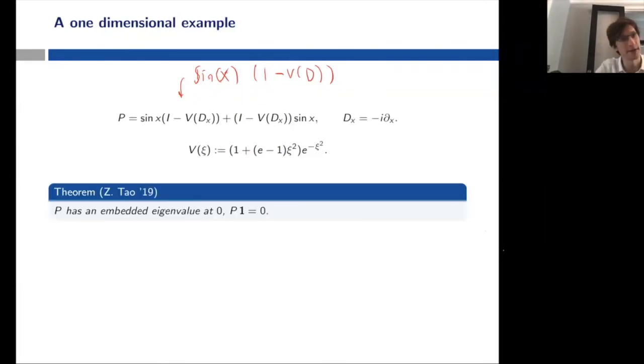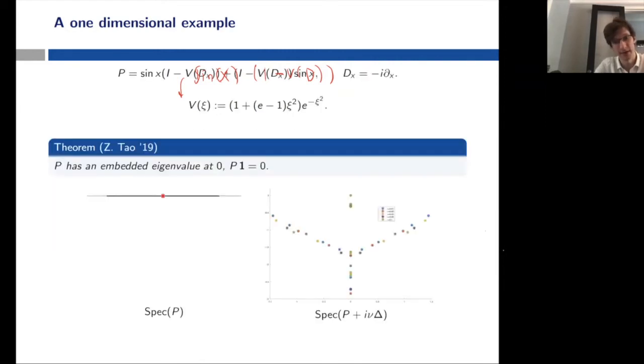So a multiplication operator. And the reason that I took this very particular V is because an undergraduate at Berkeley actually computed and saw that P has an embedded eigenvalue. So you really can have embedded eigenvalues at 0, right? And this is what the spectrum of P looks like. So this is that picture.